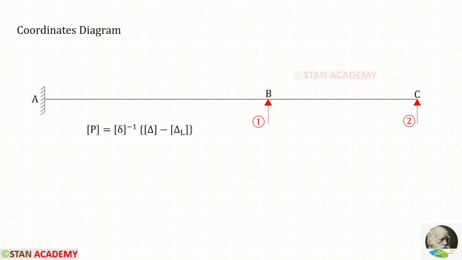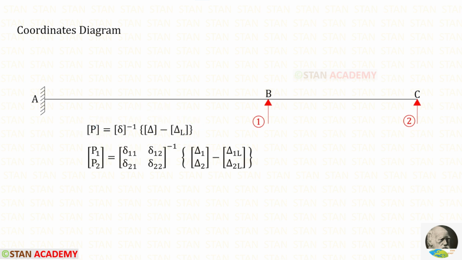We know the equation which is used in the flexibility matrix method. In this analysis, there are two coordinates. So inside the P matrix, delta matrix and delta L matrix, there will be two values. And the size of the flexibility matrix will be 2 cross 2. That means inside the matrix, there will be two rows and two columns.